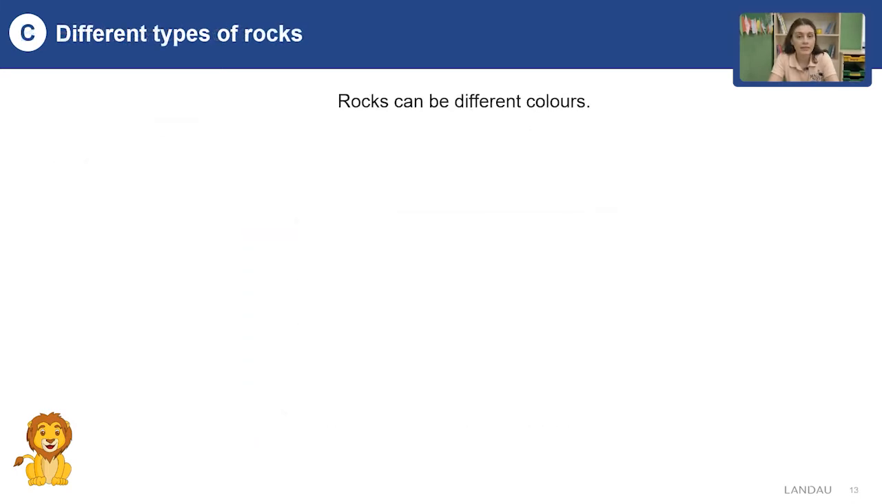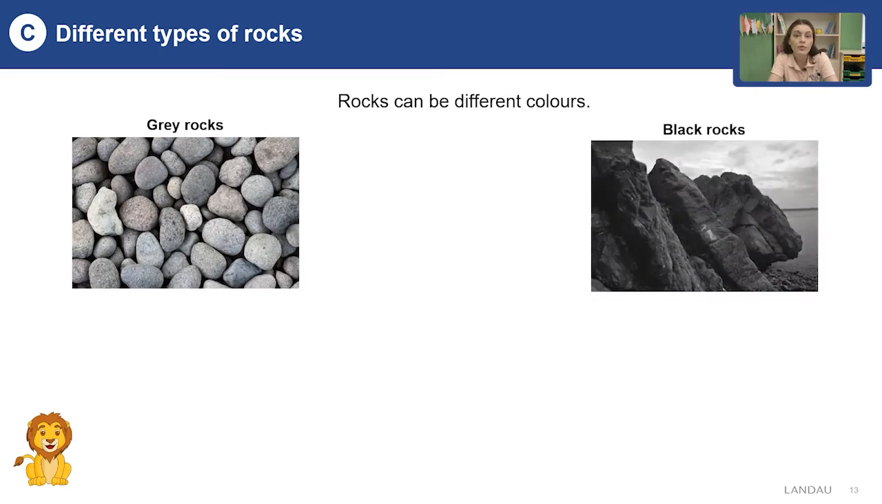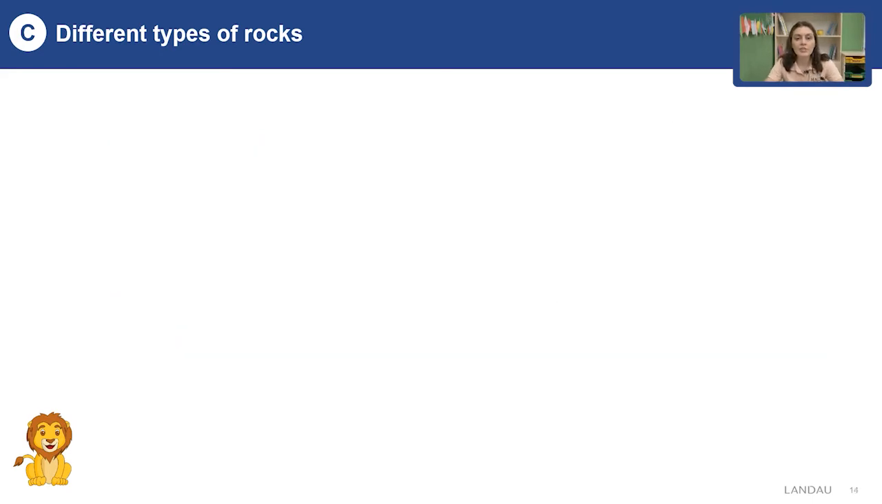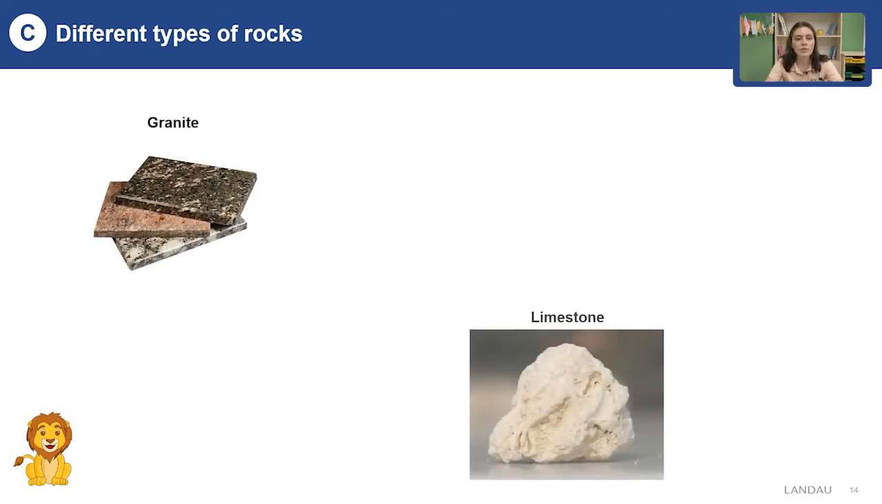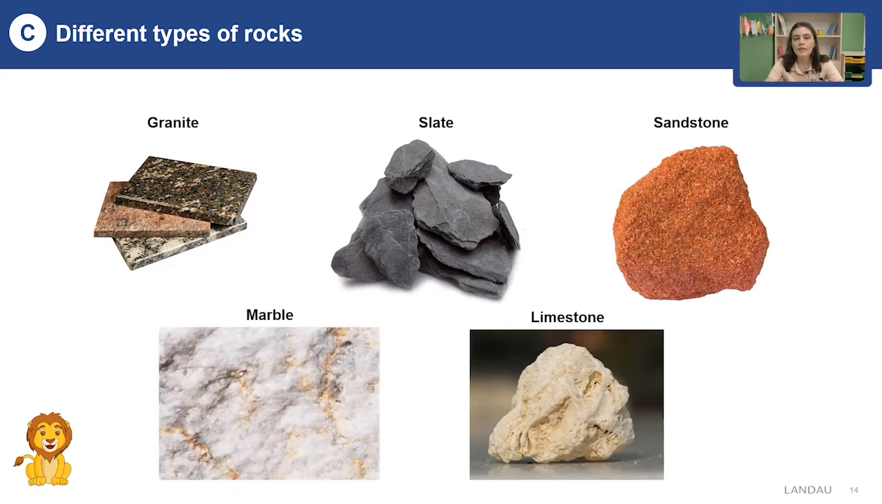Rocks can be different colors. Rocks can be gray, they can be black, red, or white. Now guys, I would like to share with you some names of rocks that we learned before. So, as you know, there are granite, limestone, sandstone, slate, marble. They are all types of rocks.